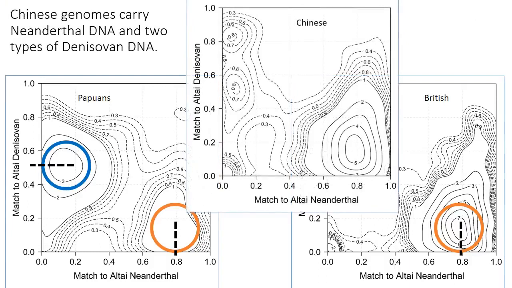Finally, let's look at the plot for Han Chinese from Beijing. On the right, we see the Neanderthal peak, but on the left we have 2 Denisovan peaks. The lower peak is centered at the same place as the Denisovan peak in Papuans, with about 50% matching to the Denisovan genome, whereas the upper peak has over 80% matching to the Denisovan genome. That means that the upper peak represents ancestry from another group of Denisovans that was fairly closely related to the sequenced Denisovan individual.